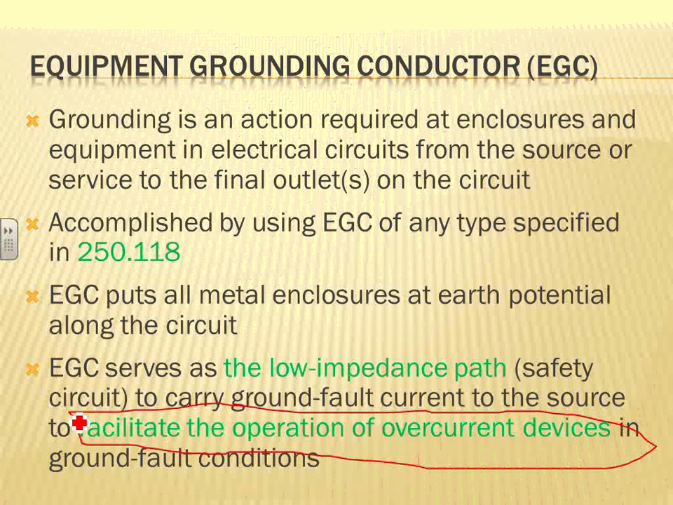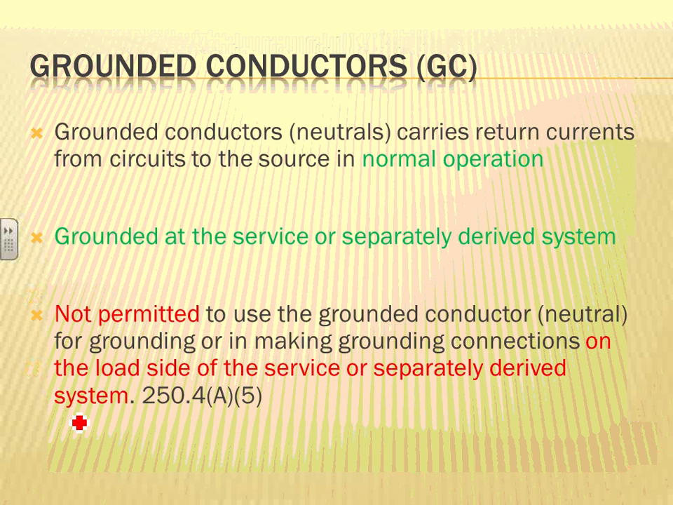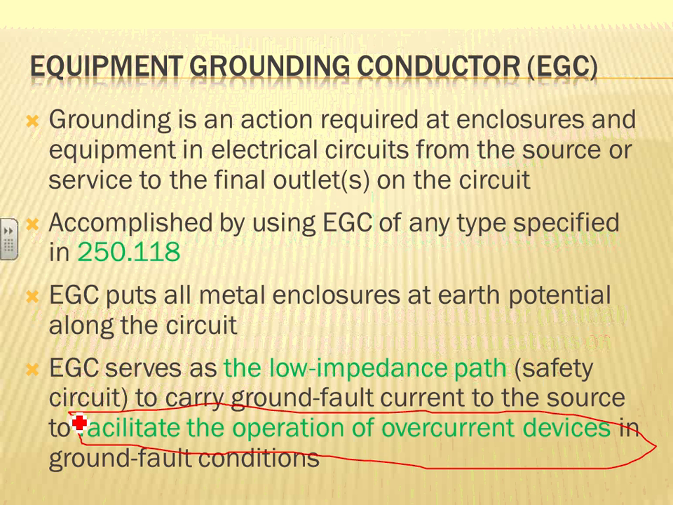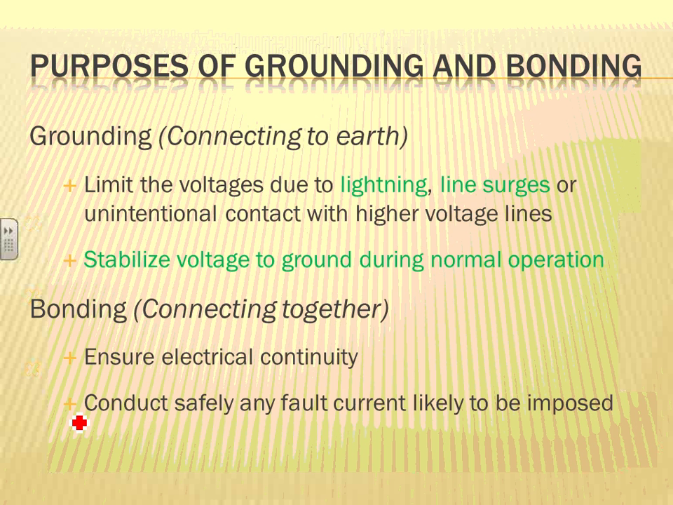Why? To eliminate that shock hazard and also eliminate the arc and the arc flash hazard. The grounded conductor, like I said, its job is to carry the unbalanced load to the source. The equipment grounding conductor, under an abnormal condition, carries the ground fault back to the source.